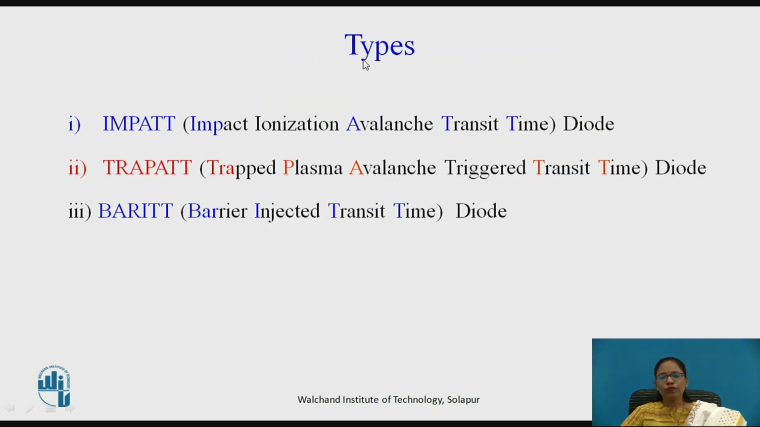There are types of avalanche transit time diodes. One is IMPATT diode, the impact ionization avalanche transit time diode. Then the TRAPATT diode, trapped plasma avalanche triggered transit time diode. And BARITT, barrier injected transit time diode.